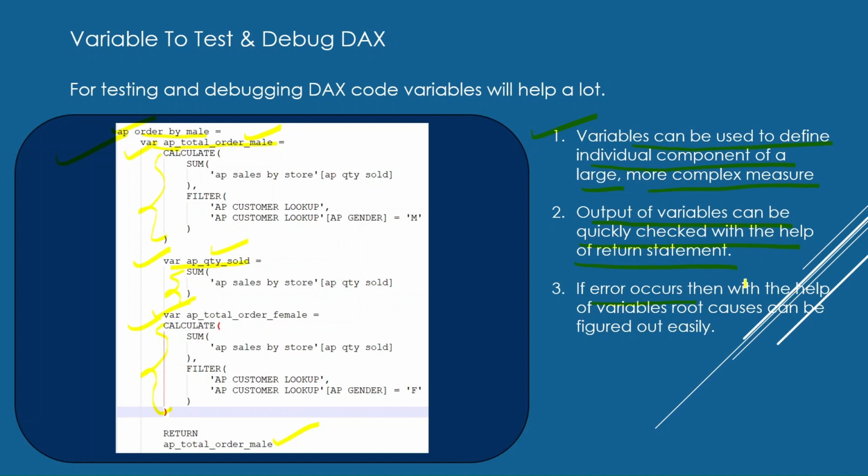If an error occurs, then with the help of a variable, the root cause can be figured out easily. Suppose there is a very big DAX and we have defined hundreds of variables, and that DAX has some kind of error. How are we going to figure out where the error actually is? With the help of variables and a return statement, by returning one variable at a time, we can very easily figure out where the error is present.